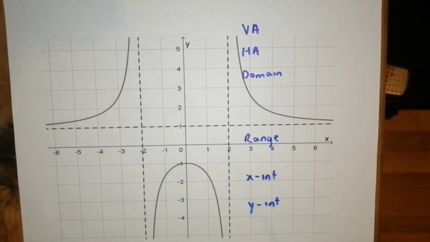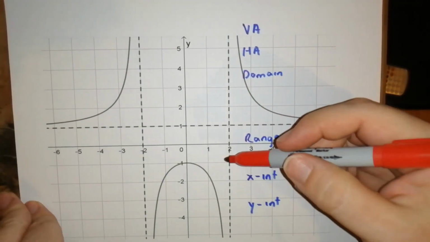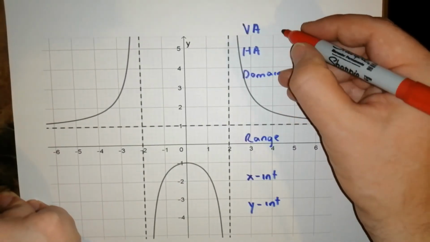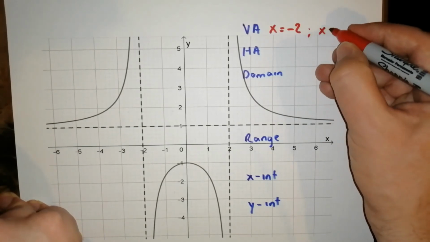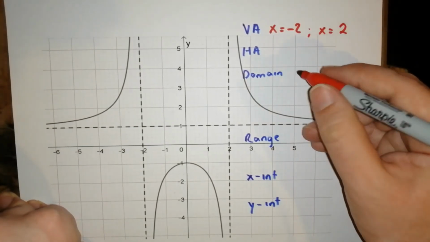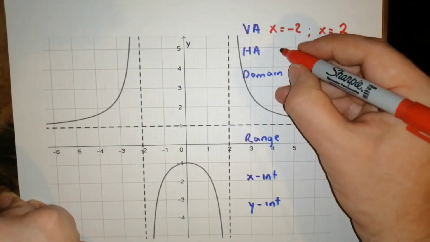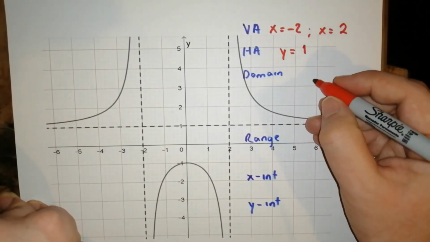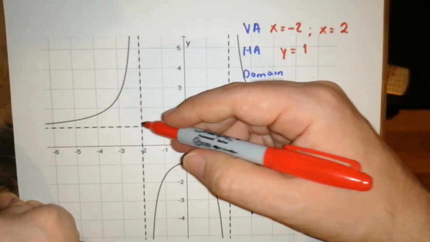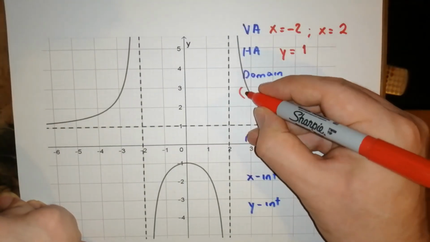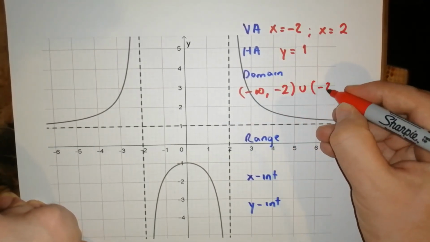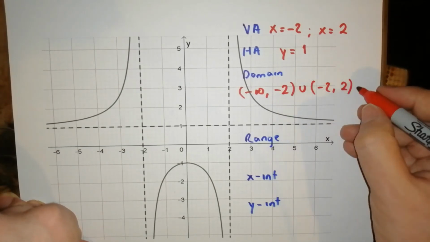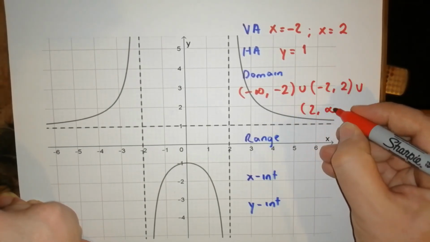So first, vertical asymptote. How do you find a vertical asymptote? Yes, where the vertical lines are. So there are two of them. x equal to -2, x equal to 2. But horizontal asymptote, there's just one at y equal to 1. Domain, all the values except the vertical asymptotes: -infinity to -2, union -2 to 2, union 2 to infinity.